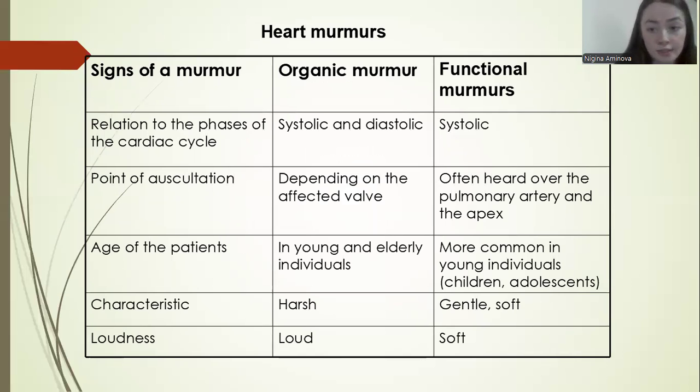Heart murmurs, as structured in the table: signs of a murmur, relation to the phases of the cardiac cycle. Organic murmurs are systolic and diastolic, and functional murmurs are systolic. Organic murmurs are loud, functional murmurs are soft, and functional murmurs are also more gentle, more common in young individuals, and often heard over the pulmonary artery and the apex. On the other hand, organic murmurs depend on the affected valve. The patients are young and elderly, and the murmur is quite harsh.